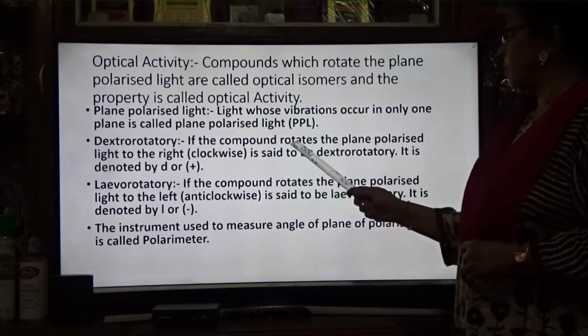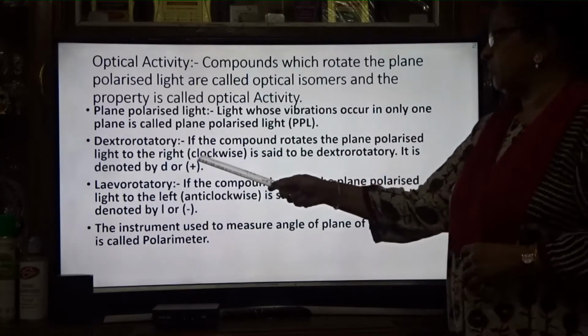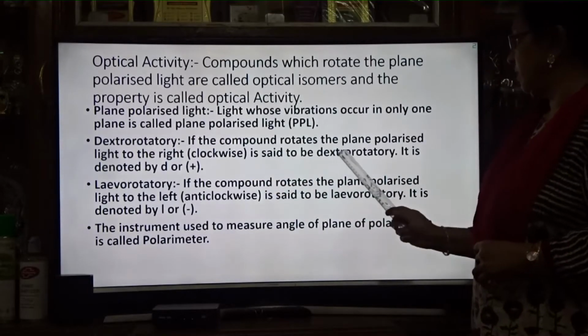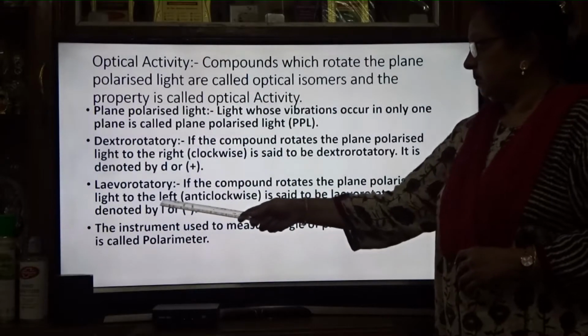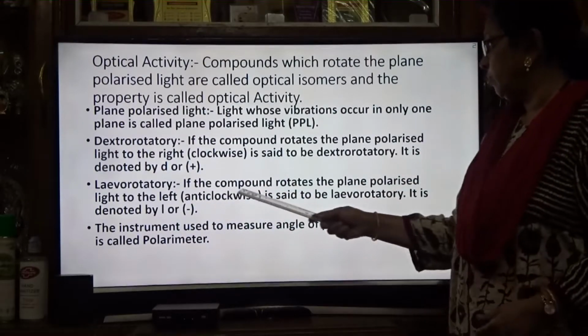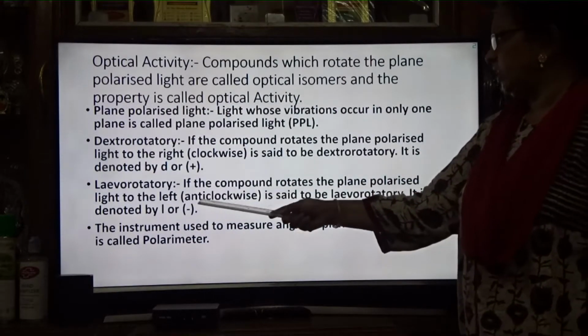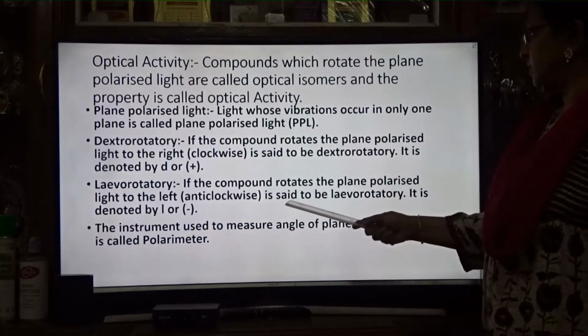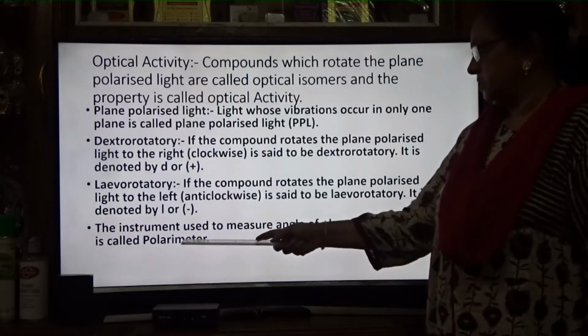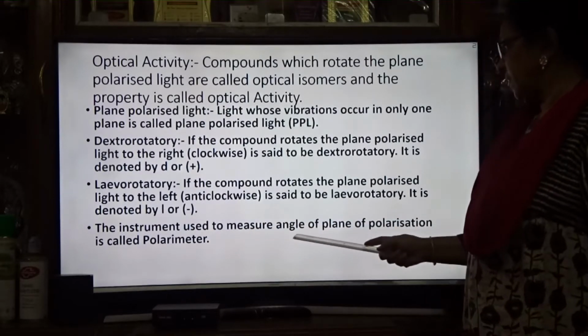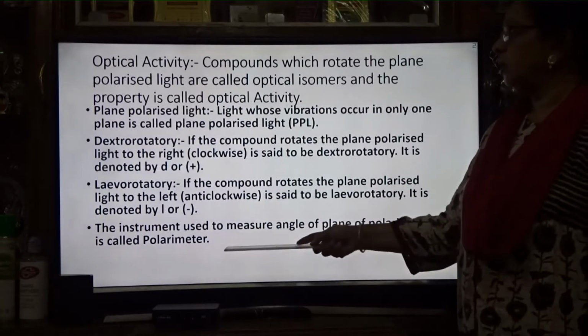Dextrorotatory. If the compound rotates the plane polarized light to the right, that is clockwise, it is said to be dextrorotatory. It is denoted by D or plus sign. Then levorotatory. If the compound rotates the plane polarized light to the left, anti-clockwise, it is said to be levorotatory. It is denoted by L or minus. The instrument used to measure the angle of plane of polarization is called polarimeter.